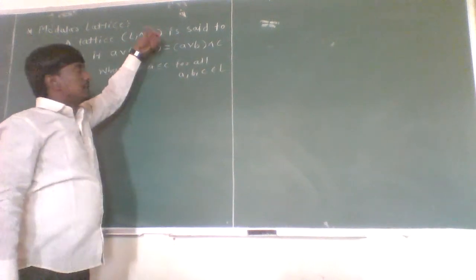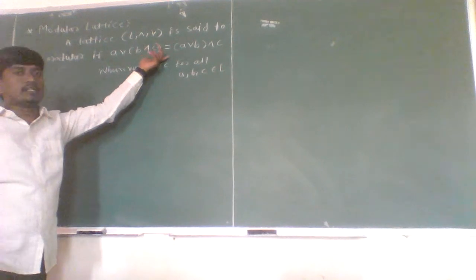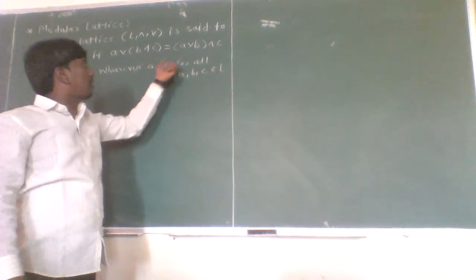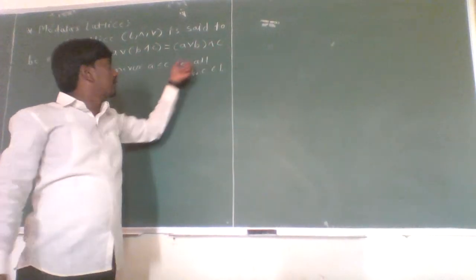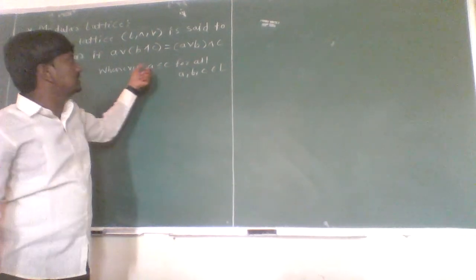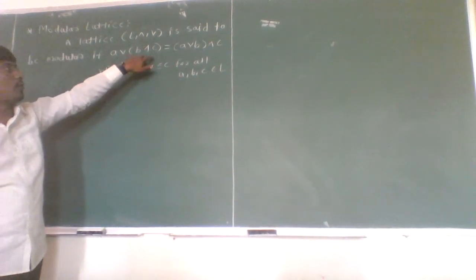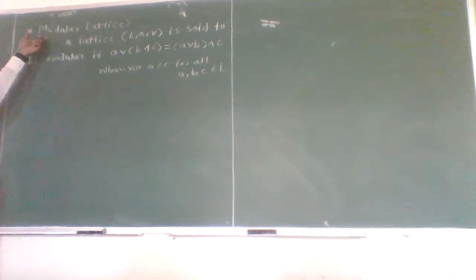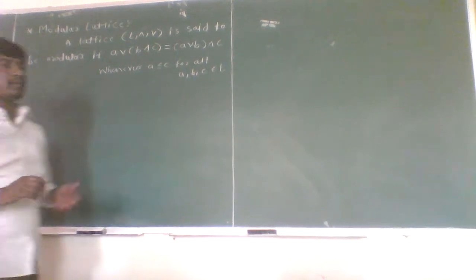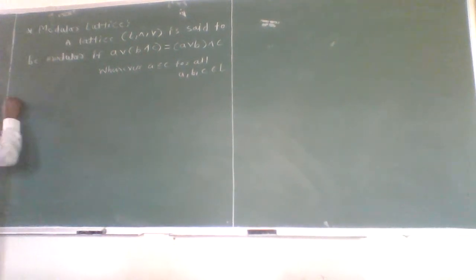So any lattice L with operations meet and join is said to be a modular lattice if it holds this condition whenever A precedes C for all A, B, C belonging to lattice L. That is, A join (B meet C) is nothing but (A join B) meet C whenever A precedes C. If the lattice holds this condition for all A, B, C in L, then the corresponding lattice is called a modular lattice. Now let us see some examples or results depending on modular lattice.